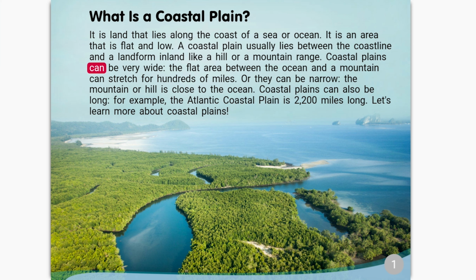Coastal plains can be very wide. The flat area between the ocean and a mountain can stretch for hundreds of miles, or they can be narrow. The mountain or hill is close to the ocean. Coastal plains can also be long. For example, the Atlantic coastal plain is 2,200 miles long. Let's learn more about coastal plains.